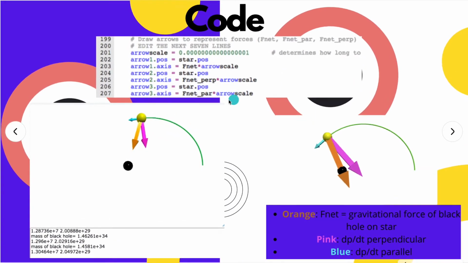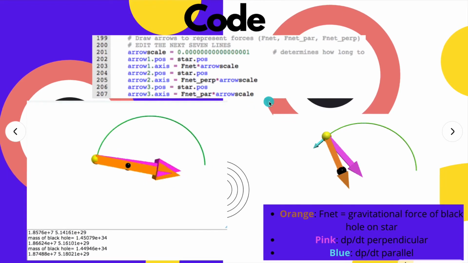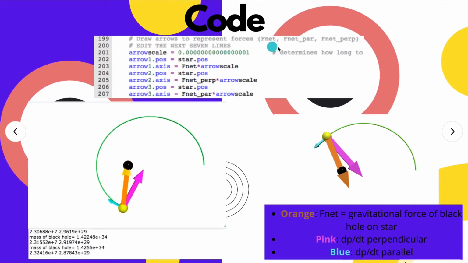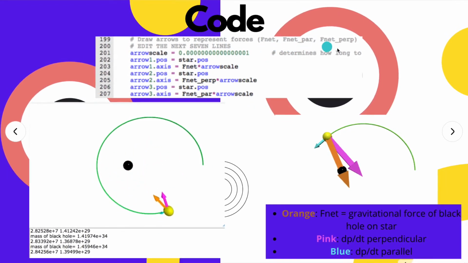Finally, we defined each arrow that would represent our net force, the net force in the parallel direction, and the net force in the perpendicular direction. Because each of our forces is so large and our arrows would not fit in our computer model, we have to set the arrow scale to be a very, very small number to make the arrows a reasonable size.